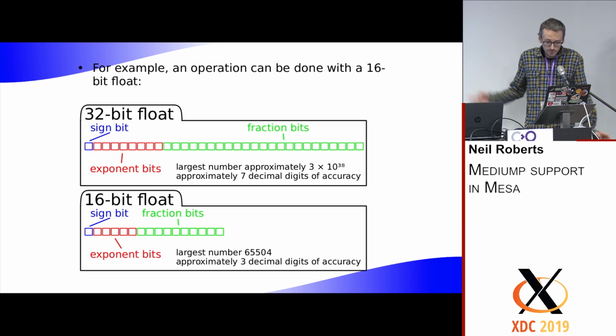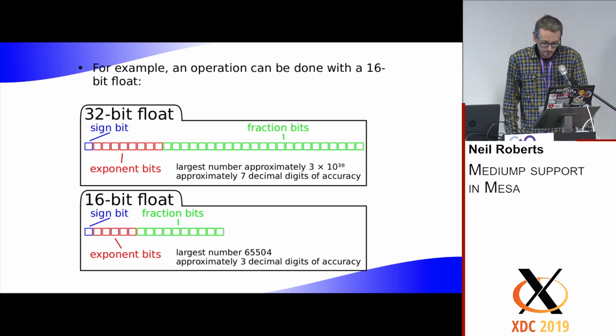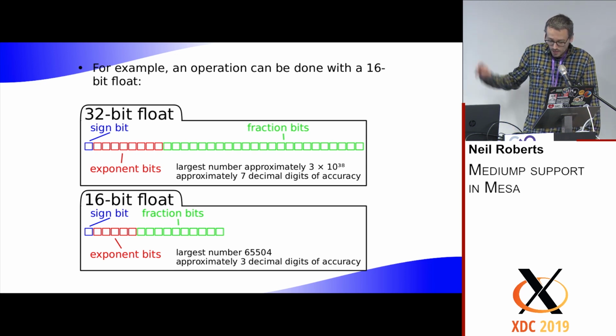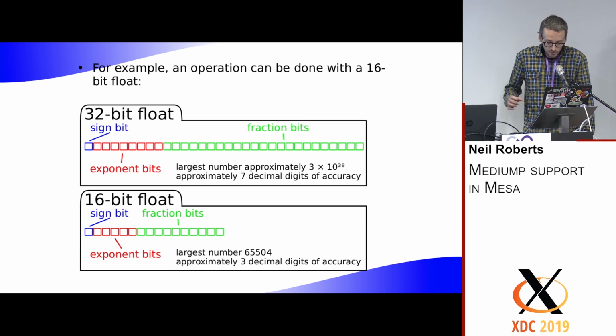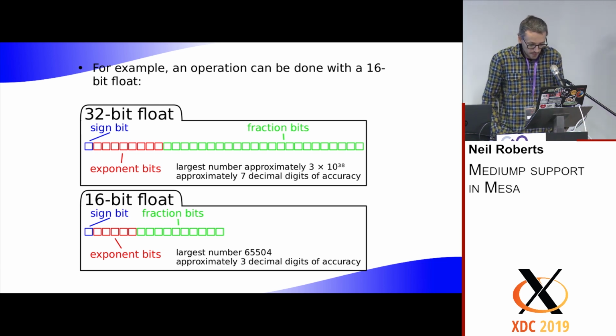So for example, I'm sure you all know that you can have 32-bit floats which can have a huge range, up to 10 to the 38 and about 7 digits of accuracy. So in some hardware, you can use 16-bit floats as a trade-off. So it can do the operation faster, but you trade off the precision. So you only have about 3 decimal digits of accuracy, and the maximum number you can store is only about 65,000.